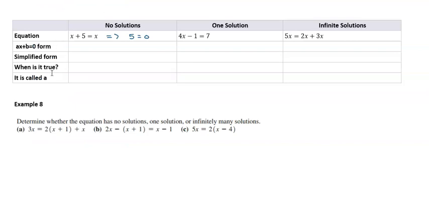Okay, so we've got a little grid here. We are going to look at the ones with no solutions, the one with one solution, and the one with infinite solutions, one at a time. So the first one we looked at had no solution because it turned out to be 5 equals 0, which is not true. So if we wrote this in ax plus b equals 0 form, we would get 0x plus 5 equals 0. The simplified form was just 5 equals 0, like we had before. This is always false. This is called a contradiction.